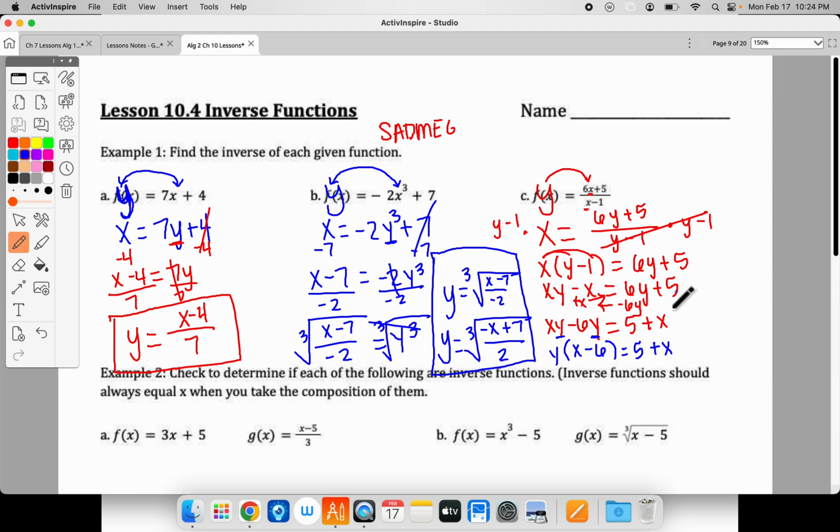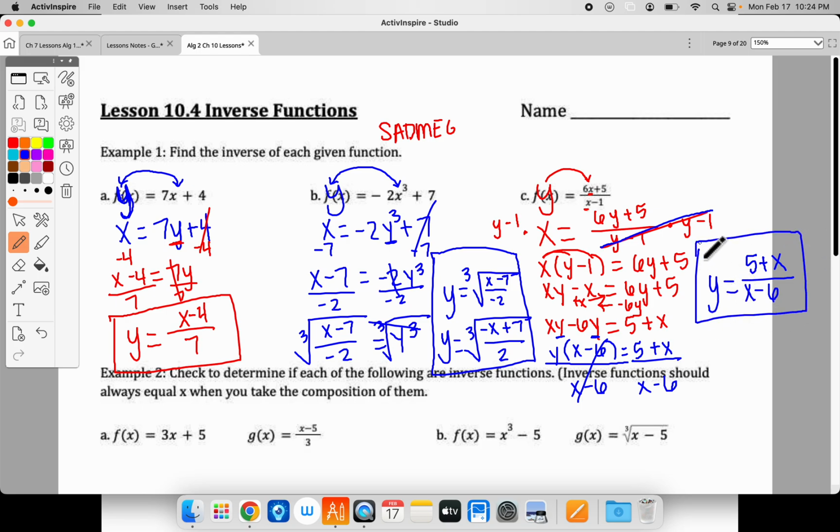And then just like at the beginning where we multiplied this whole group to get it out of the bottom, you can divide this whole group to get it away from your y. So that would be 5 plus x or x plus 5 over x minus 6. And that would be your inverse function.